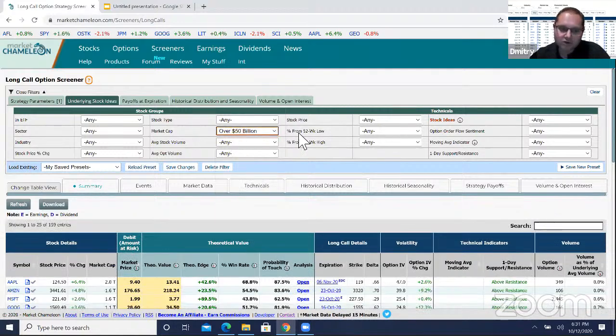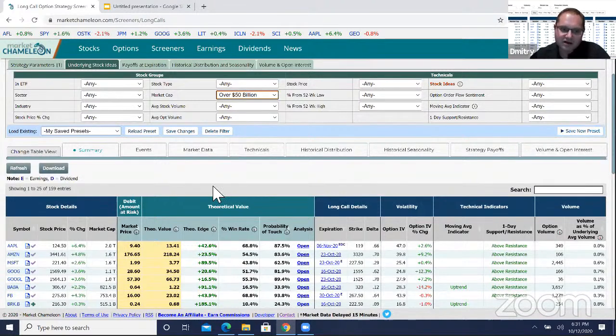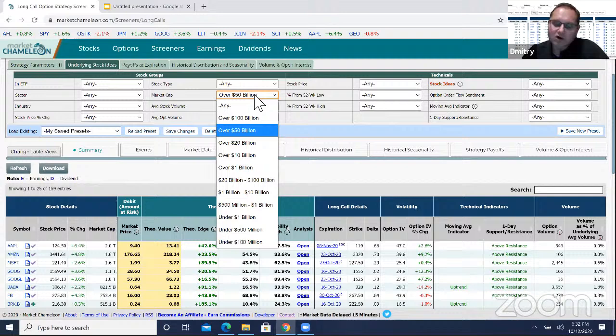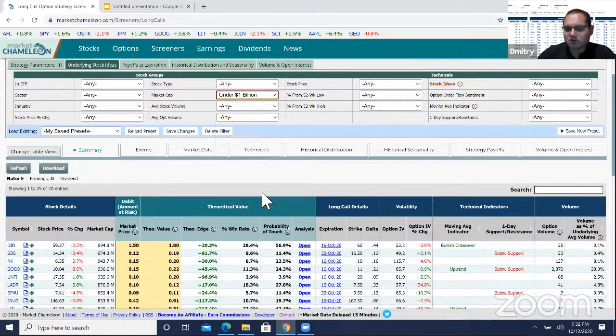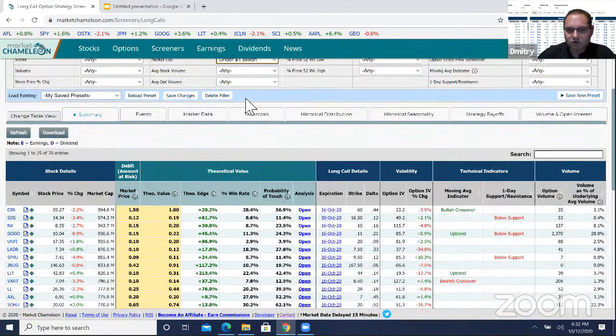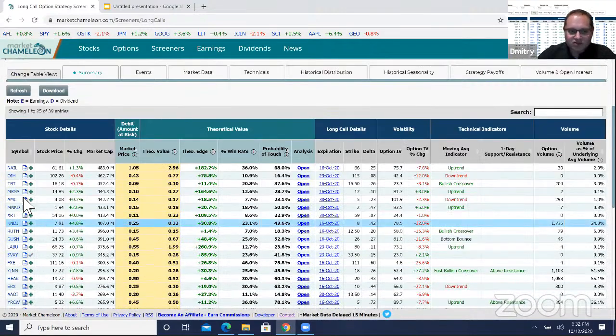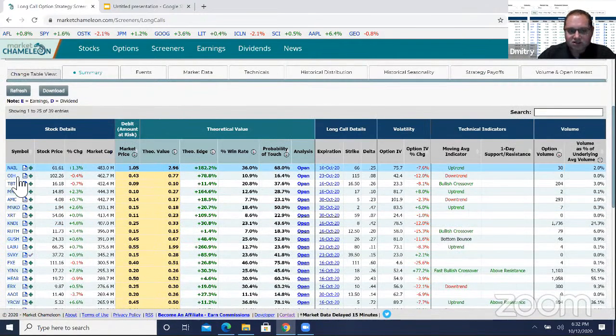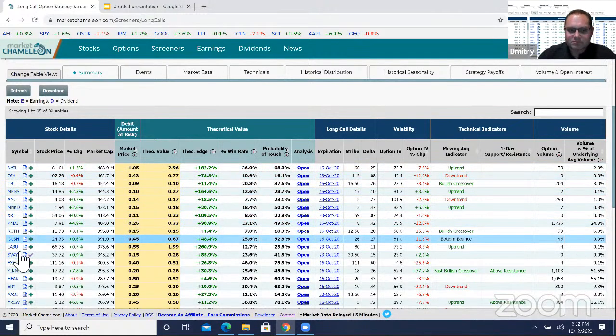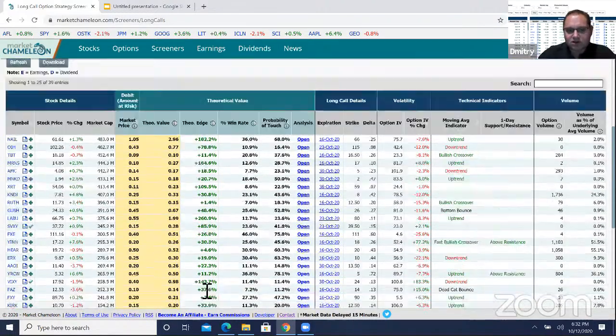Or you could go look for lower cap stocks. Some people, instead of the higher cap stocks, will look for lower market cap stocks that could really move a lot. It doesn't take as much to move. So you could look at under 1 billion, right? Or even lower. Let's go under 500 million. So these are stocks with theoretical edge where market cap is lower than 500 million. You could do it that way.